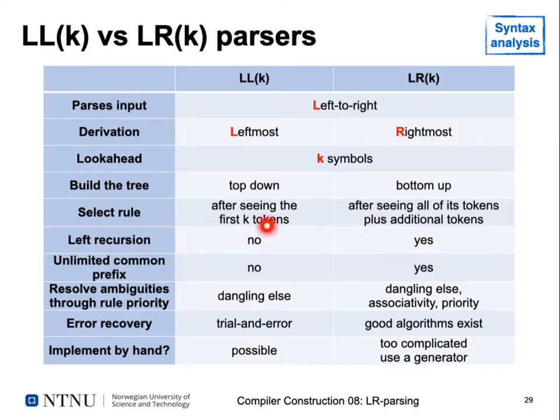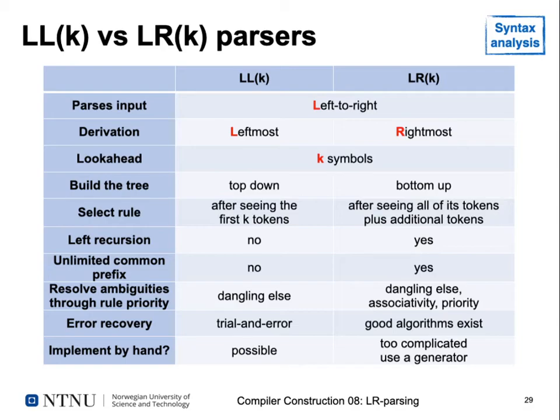LLK is not happy about left recursion, whereas LRK can work well with left recursion, so it's easier to write grammars for an LRK parser. We don't have an unlimited common prefix in LL, whereas that works with LR. The resolving of ambiguities through rule priority, for example, works for the dangling else problem. And in LR, we can also use associativity and priority rules to resolve ambiguities for the shift and reduce conflicts.